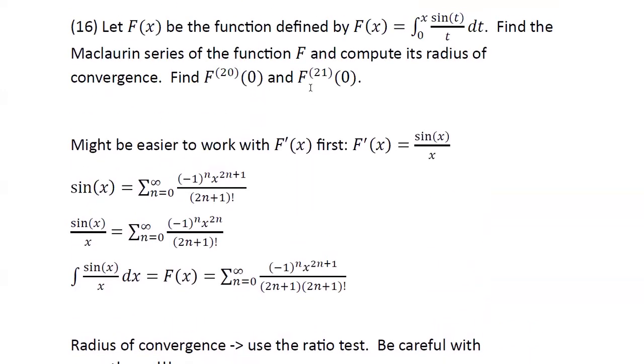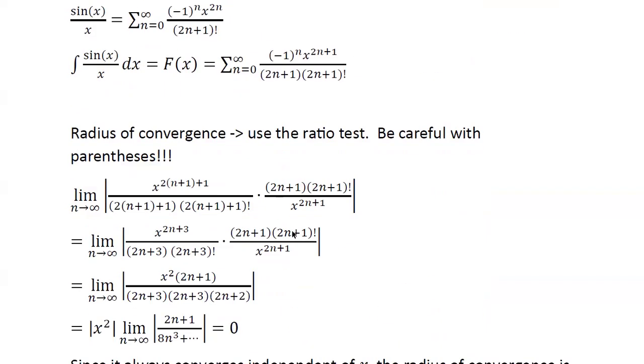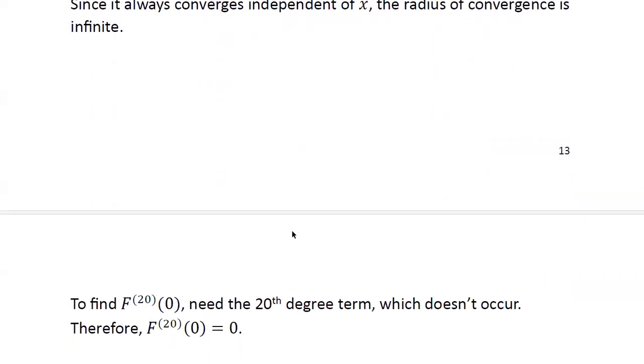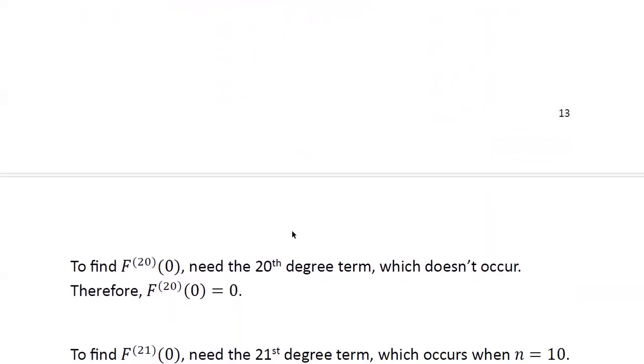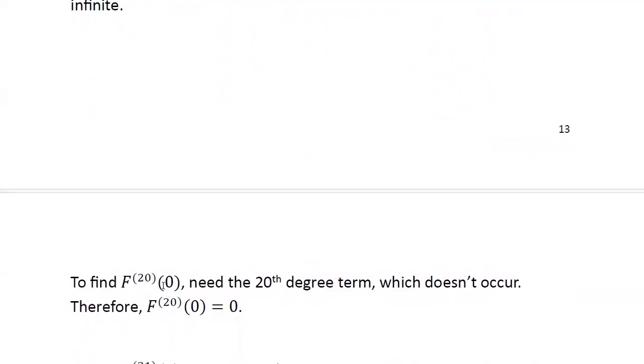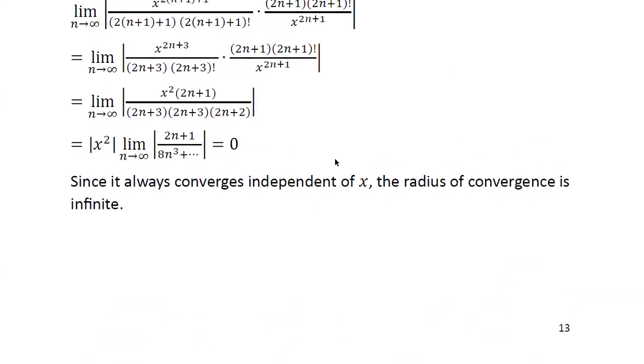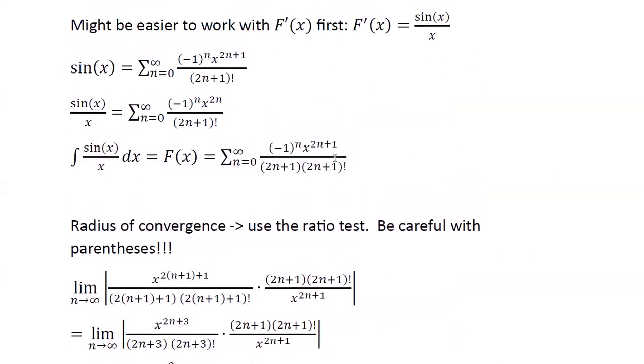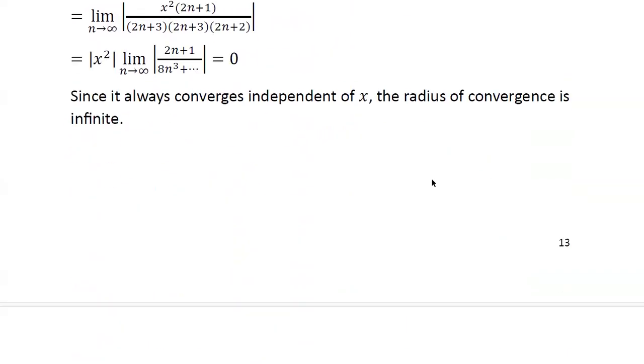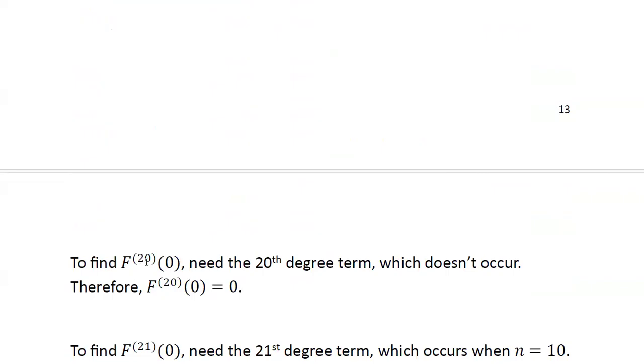How does that help us answer these two? 20th derivative and 21st derivative? Not quite, but okay. To find the 20th derivative, we need the 20th degree term. Okay, let's go over this. This is the power series representation, right? So it'll be some constant x to 0 plus some constant x to 1 plus some constant x squared, and so on and so forth. So imagine doing the power rule 20 times because we're taking 20 derivatives, okay?